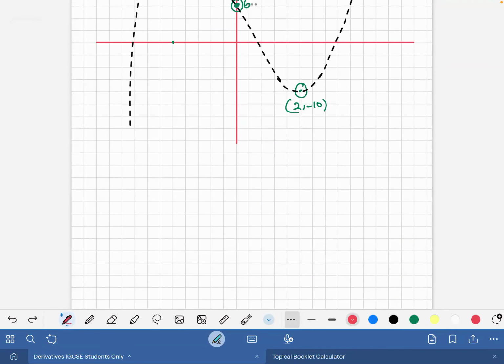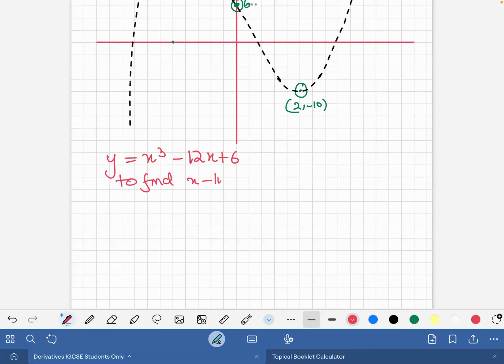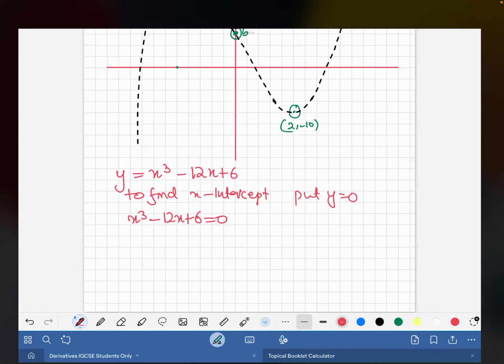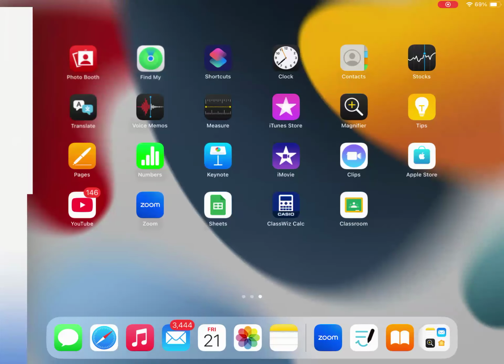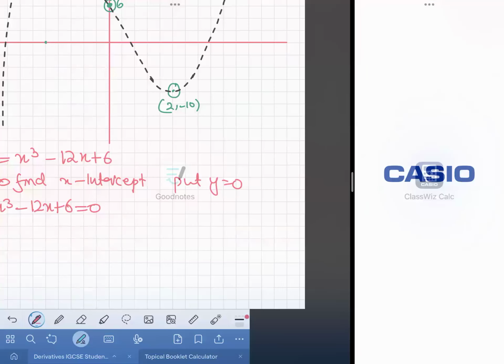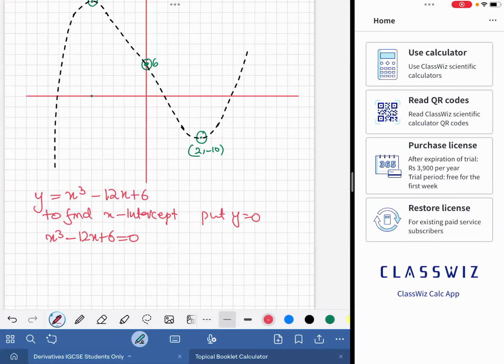Like for example, there is an equation: y equals x cube minus 12x plus 6. Agree? So to find the x-intercept, what do we do? Put y equals 0. Agree or not? It means that x cube minus 12x plus 6 is equals to 0. Now, solving a cubic equation is not part of the syllabus. Agree or not? Yes. So we take a calculator. Because in a calculator we can easily find the x-intercepts. Agree? So how to do it?